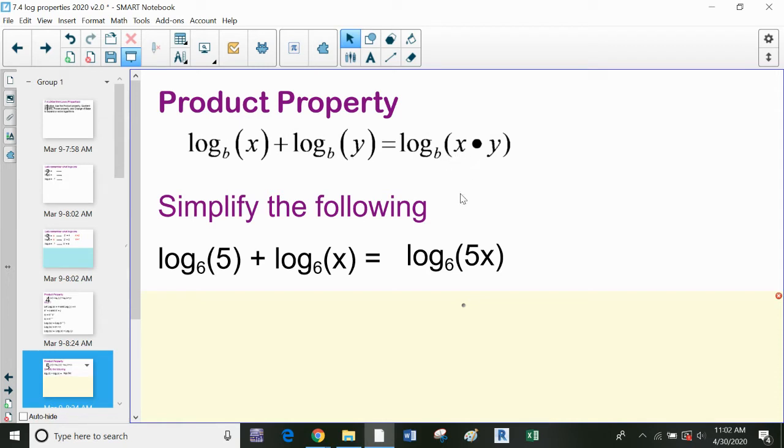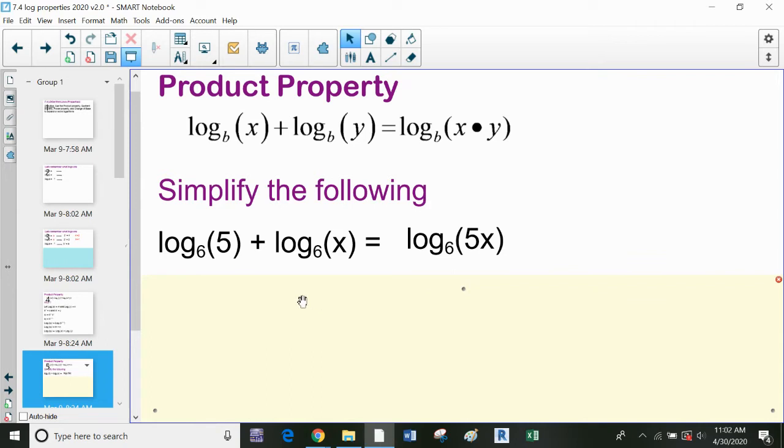So this allows us to take what could be conceivably several log expressions if they're all added together and combine them down to a single one. Let's take a look at how this works.